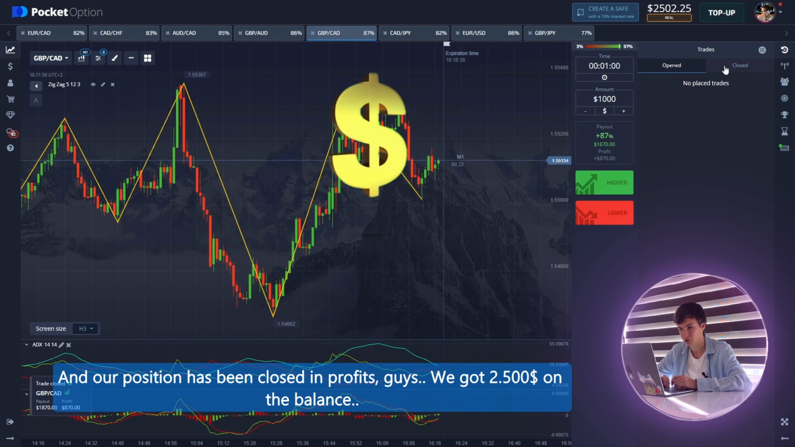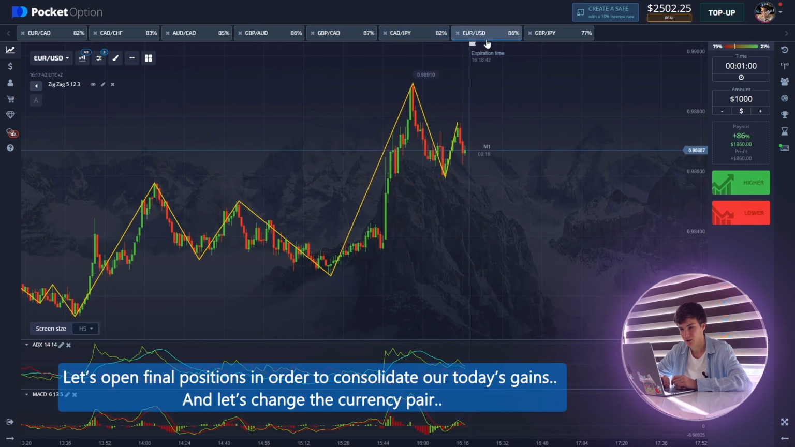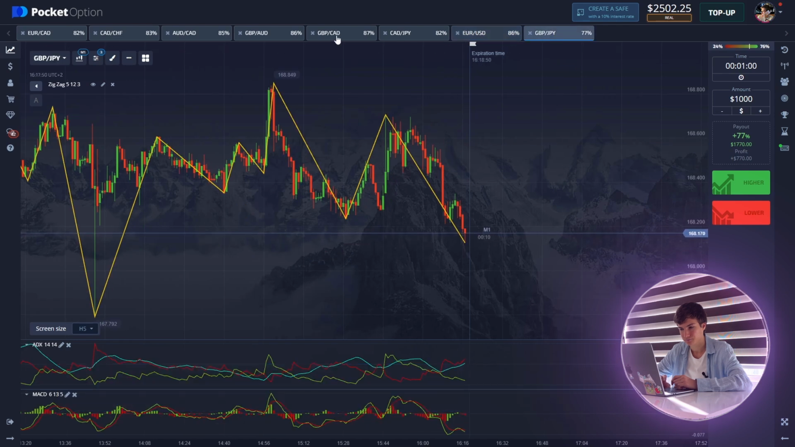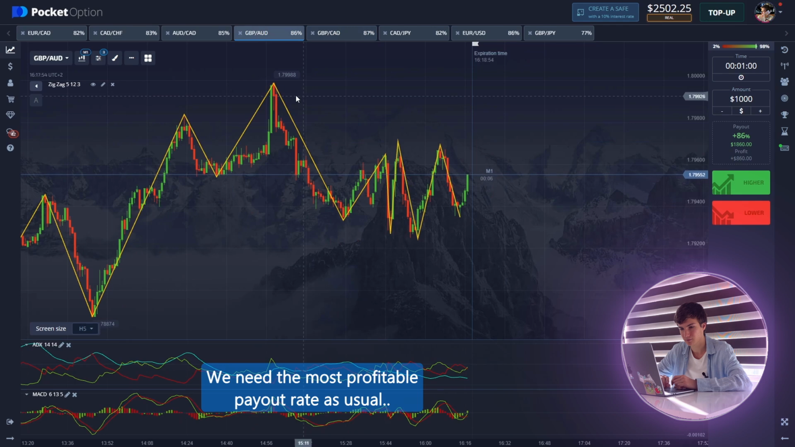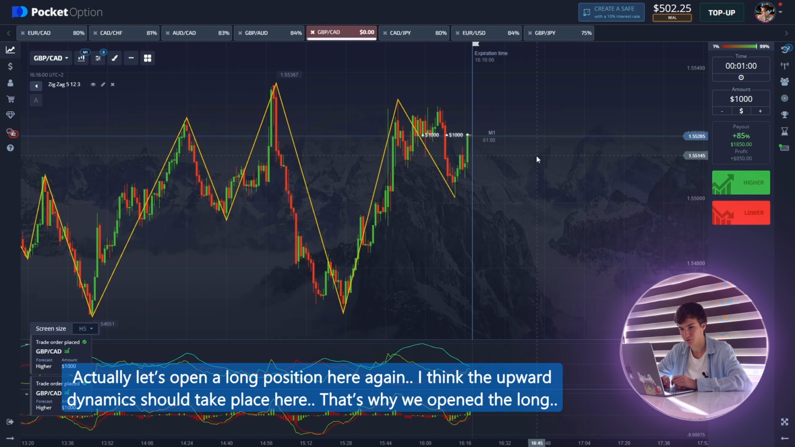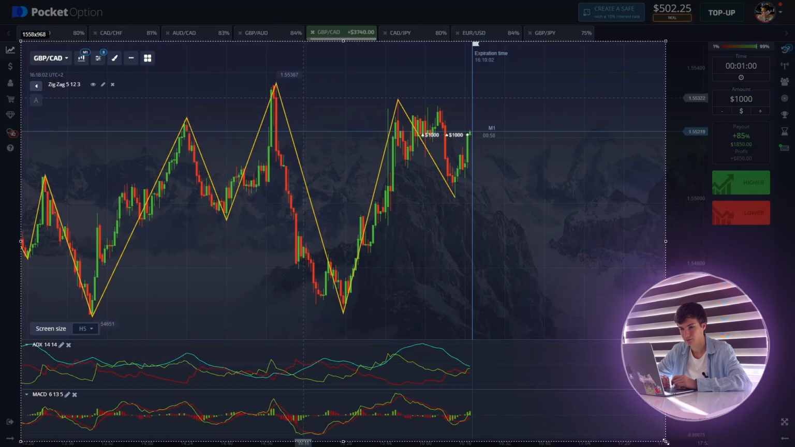We got $2.5 thousand on the balance. Let's open the final position in order to consolidate our today's gains, and let's change the currency pair. We need the most profitable payout rate as usual. Actually, let's open a long position here again. I think the upward dynamics should take place here. That's why we open a long.